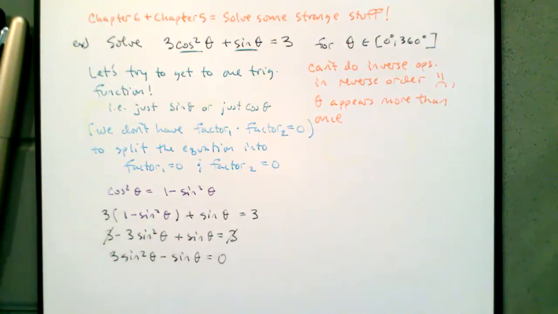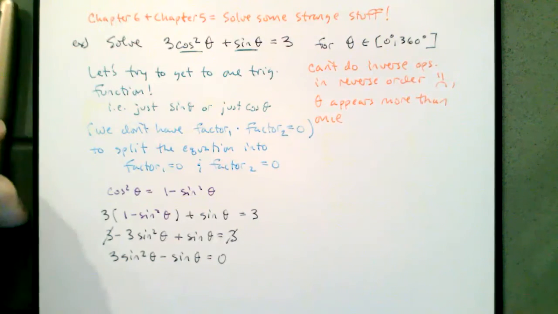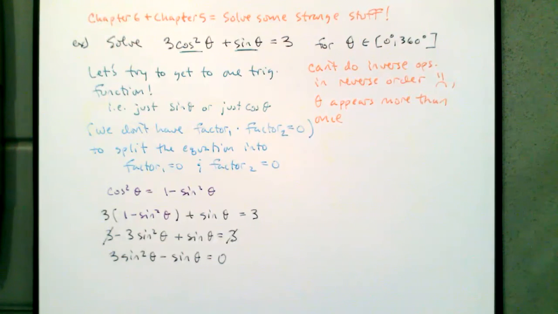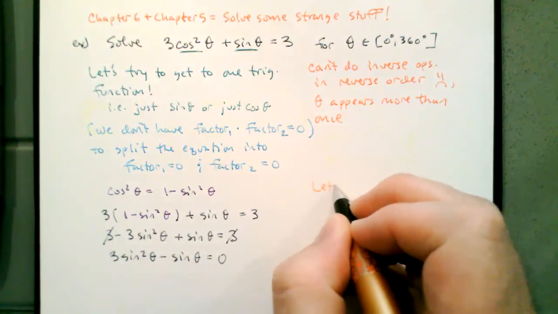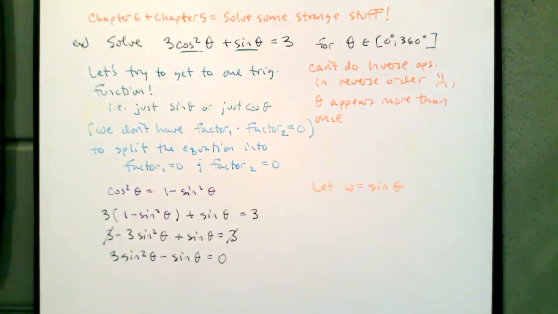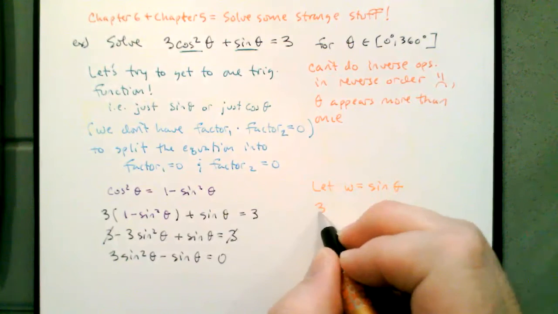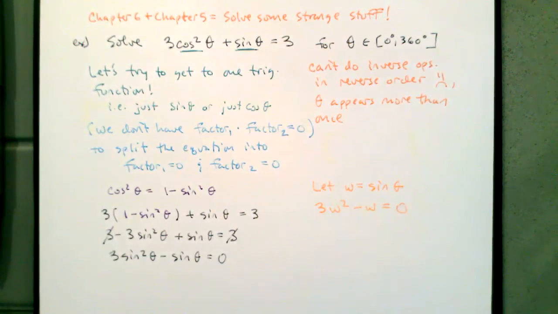Those two 3's drop out. Now I can rewrite this equation as quadratic in sine. Did that a lot last week. Now we can make a substitution, and I can trade my sine theta for just a w. Then the equation looks like 3 times w squared minus w equals 0.